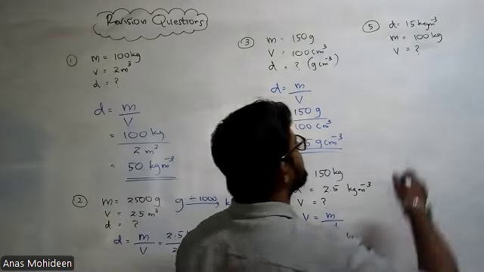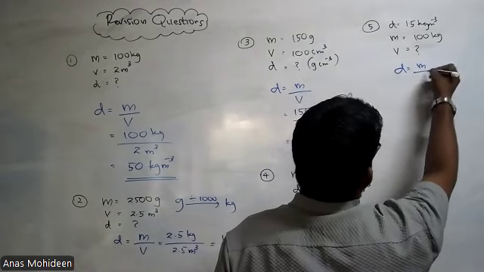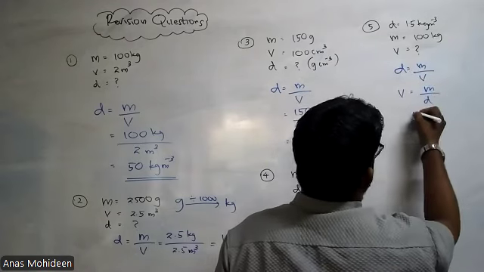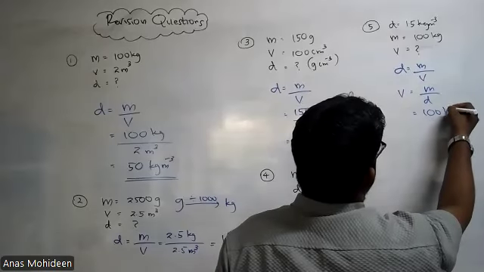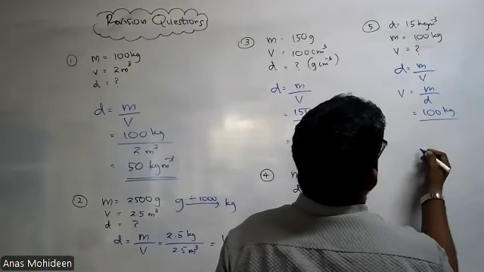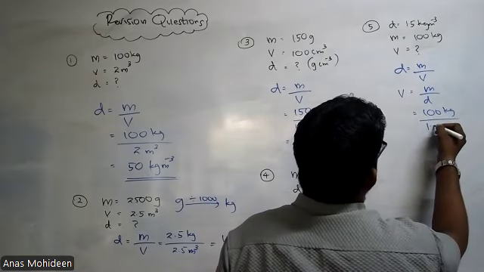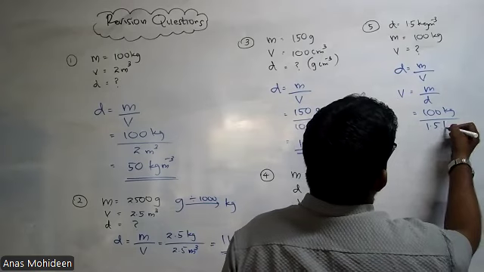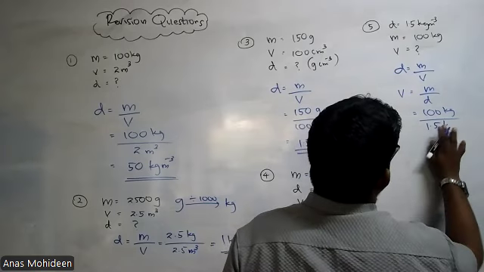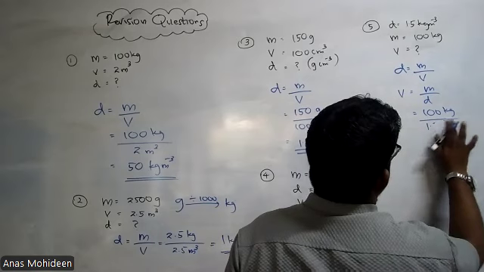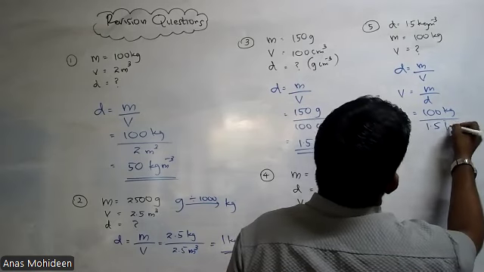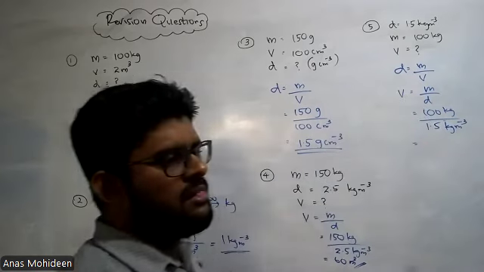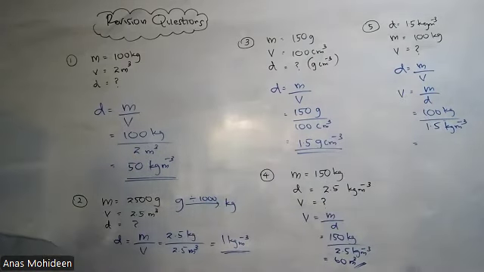So what's the answer for this? D equals M over V. You want to find out the V here, M over D. The mass is 100 kg divided by what is the density given? 1.5. Is it divisible? You are getting a decimal number, right? 1.5 kilograms per cubic meter. How much do you get? 66.6. Is that so? Check.